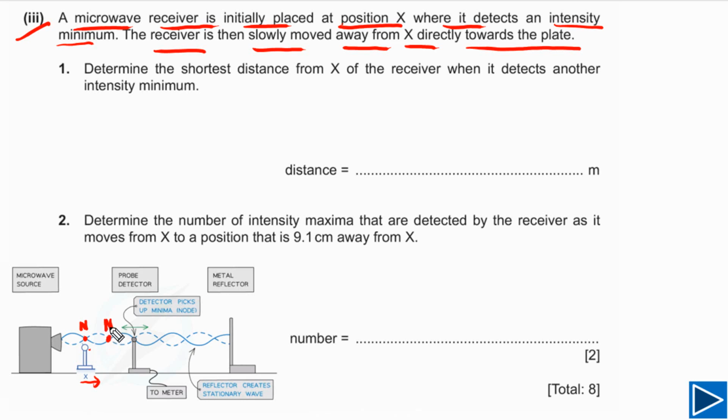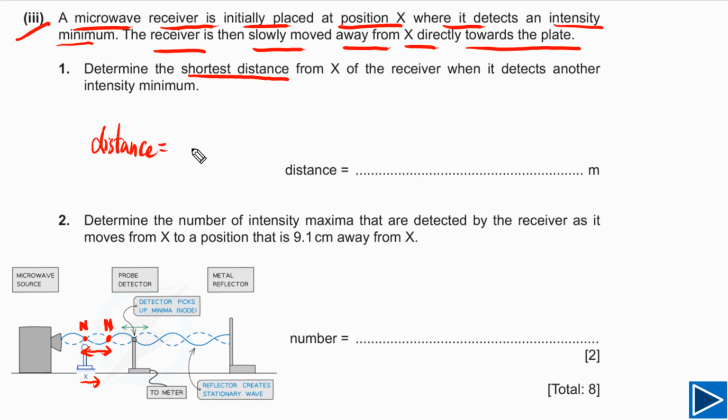A node is detected at this point, and the question is asking us to find the shortest distance between these two nodes. The distance between two nodes is equal to lambda by 2.